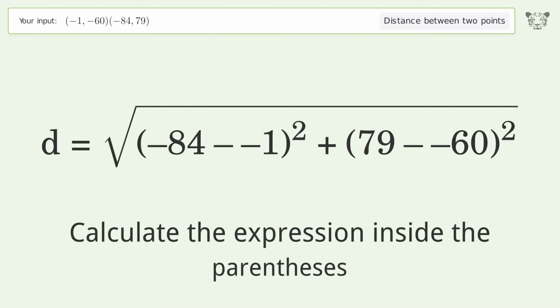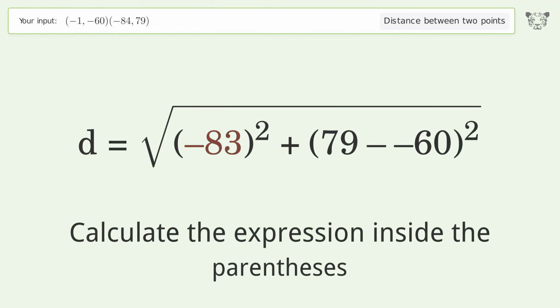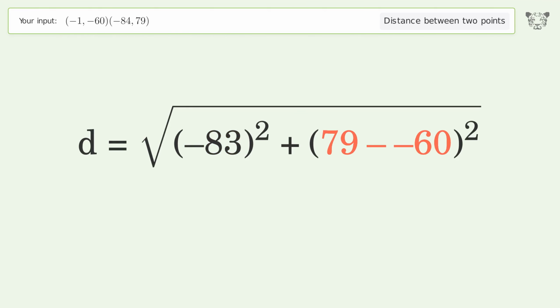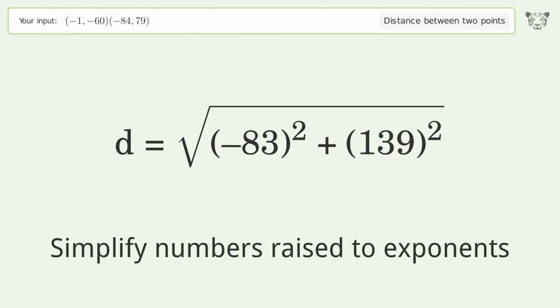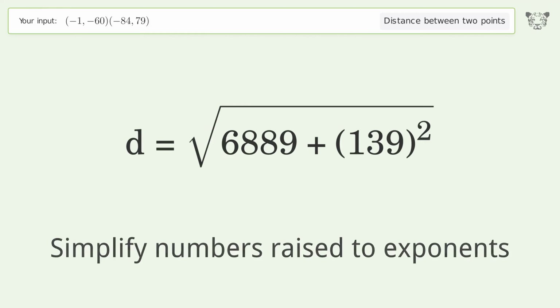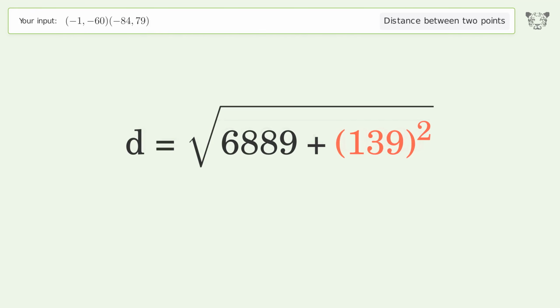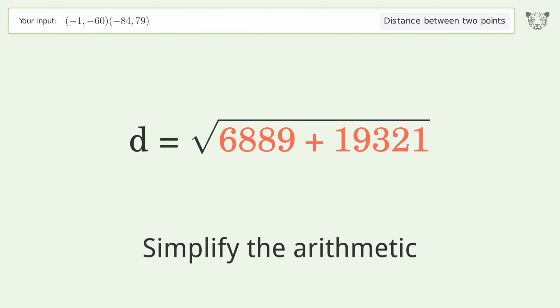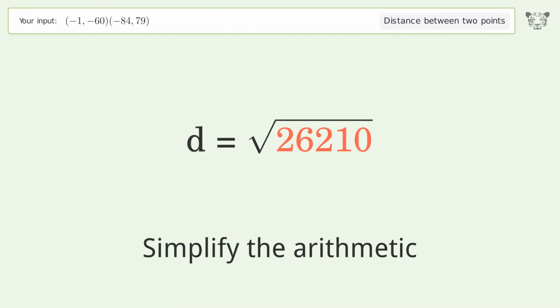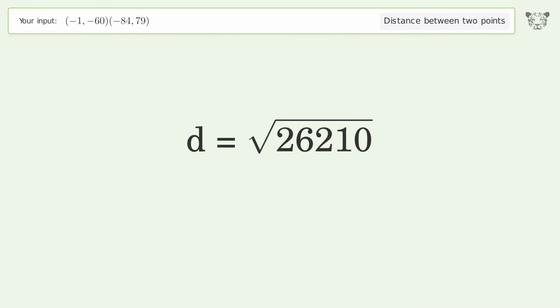Calculate the expression inside the parentheses. Simplify numbers raised to exponents. Simplify the arithmetic. And so the distance between the 2 points is the square root of 26,210 or 161.895.